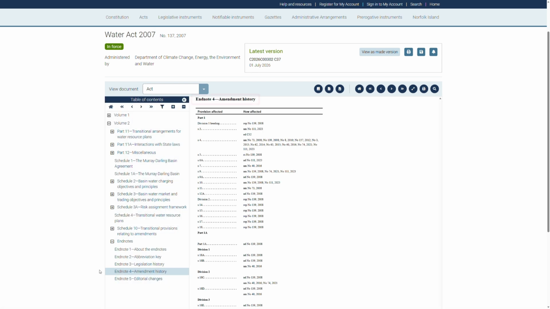Endnote 4 is the amendment history. This table tracks how provisions have changed over time, citing the act or instrument that made that change and what type of change it was. Refer to Endnote 2 for help understanding abbreviations. For example, we can see that sections 14 through to 18 were all repealed by Act No. 139, 2008, whereas Section 6A was added by Act No. 111, 2023. To find out when it was added, check the Act in the legislation history.